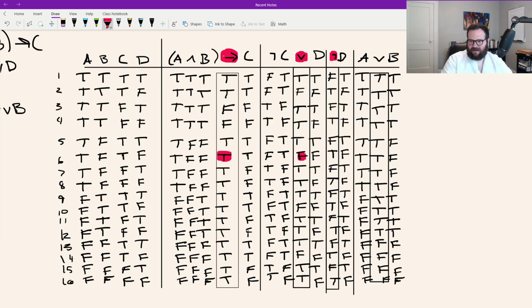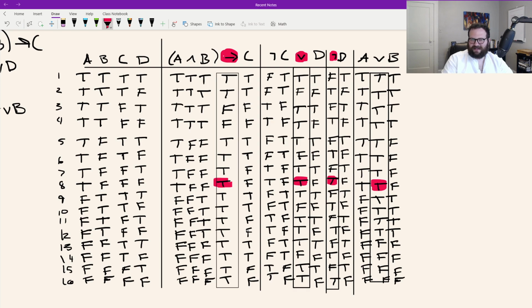True, false, irrelevant, true, true, false again, so this row is irrelevant. True, true, ooh, true this time, okay? So finally, on row eight, we have a relevant row. All the premises are true here. So we are hoping that our conclusion is also true on this row. If it's not, then the argument is invalid. And we find that the conclusion is true on this row.